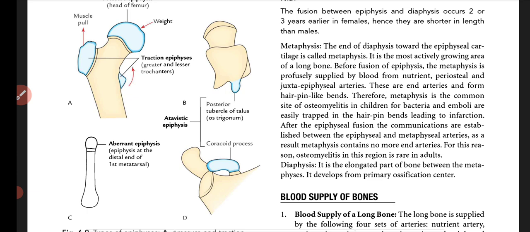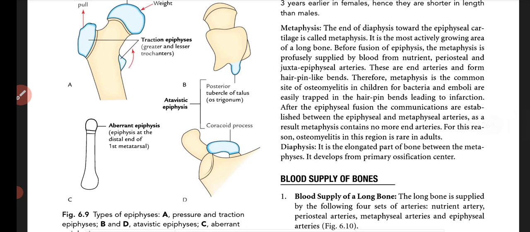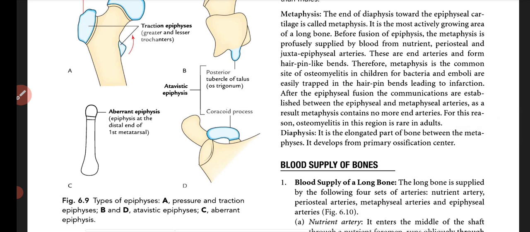Before fusion of the epiphysis, the metaphysis is profusely supplied by blood from the nutrient, periosteal and juxtaepiphyseal arteries. These are end arteries and form hairpin-like loops. Therefore, the metaphysis is the common site of osteomyelitis. We will study osteomyelitis later in the third year. In children, bacteria and emboli are easily trapped because of the hairpin shape of the vessels, so osteomyelitis occurs very commonly in this portion of the bone.